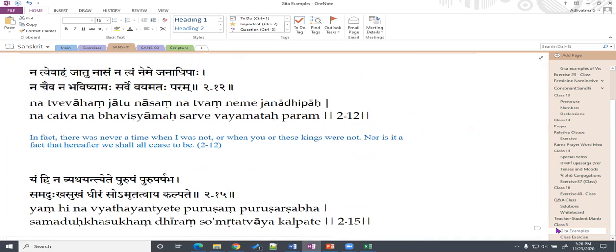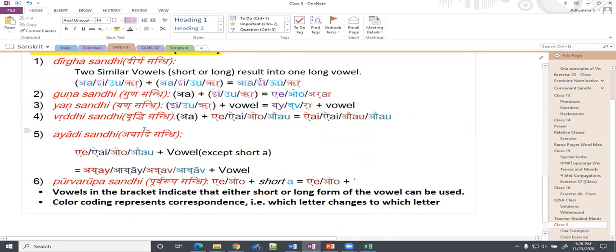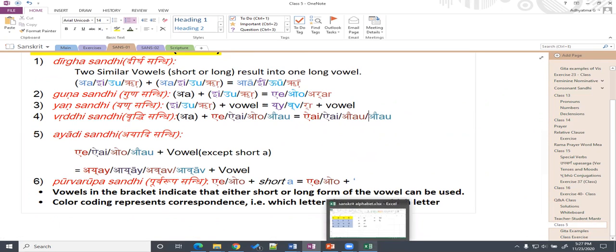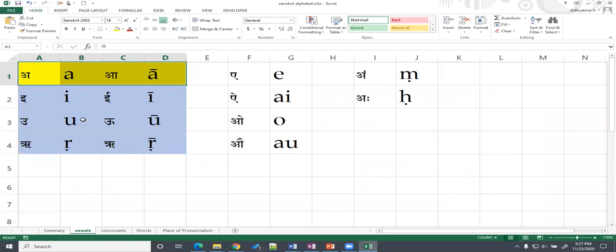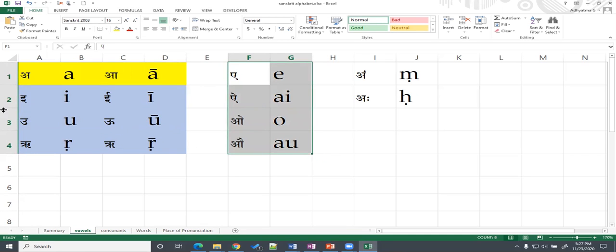Then the next type of Sandhi is Yana Sandhi. Here the dissimilarity is reversed. Reversed in the sense that these become the first vowel now: Ikara, Ukara or Rikara. And the second vowel could be either Akara or any of the others. It doesn't matter what the second vowel is, as long as it is dissimilar.